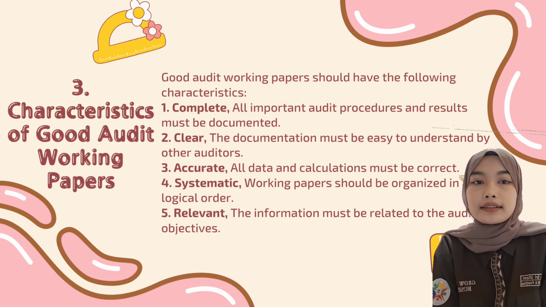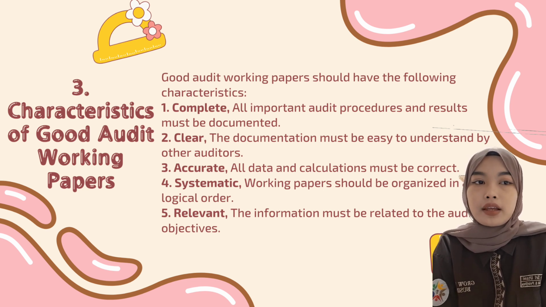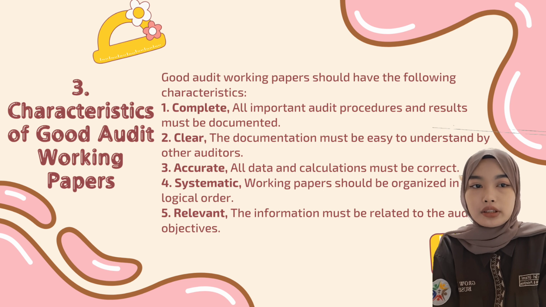Next slide. Characteristics of good audit working papers. Good audit working papers should have the following characteristics. Complete. All important audit procedures and results must be documented. Clear. The documentation must be easy to understand by other auditors. Accurate. All data and calculations must be correct. Systematic. Working papers should be organized in a logical order. Relevant. The information must be related to the audit objective.